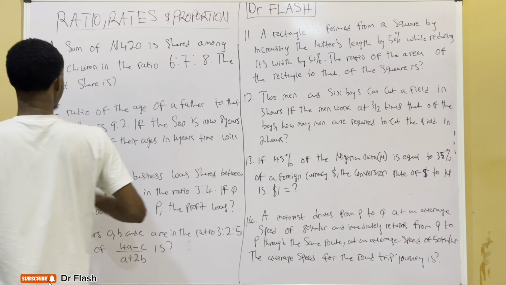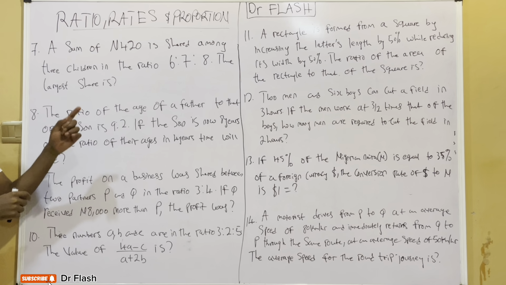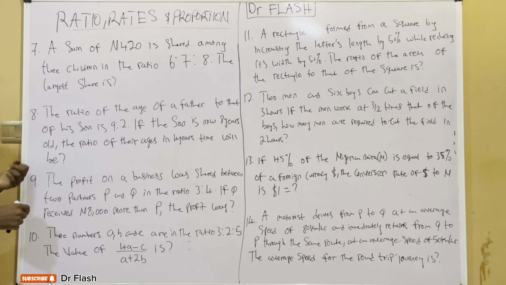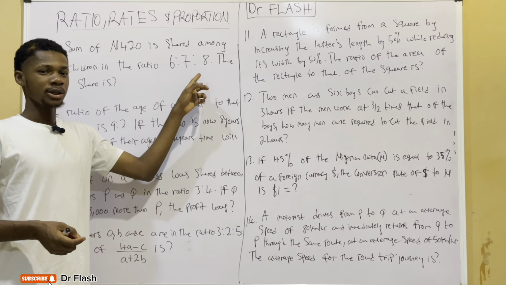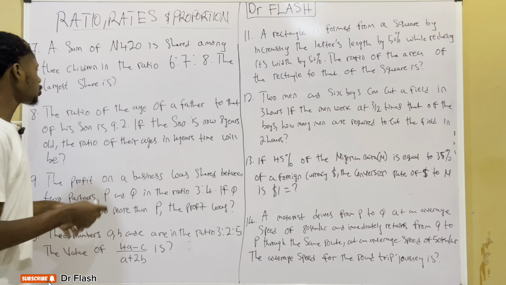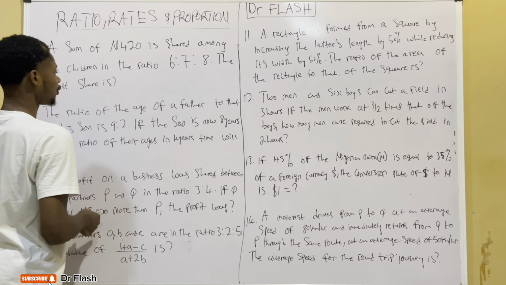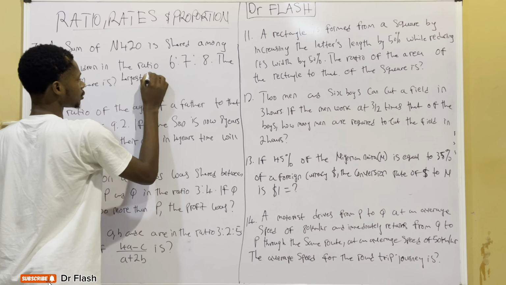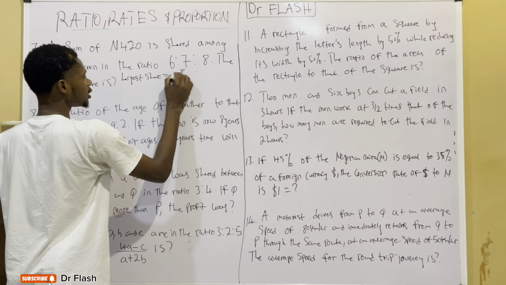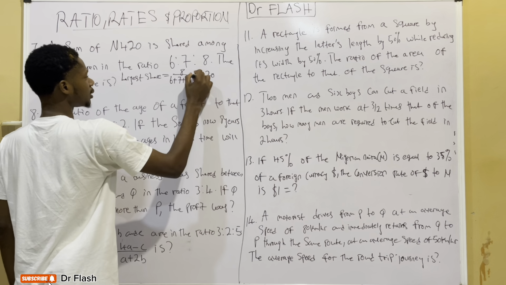The first one says a sum of 420 naira is shared among 3 children in the ratio of 6, 7, 8. The largest share is, now I said something initially, while we're solving the other set of questions, that whenever you are given the ratios, the one with the highest number is usually the one that takes the highest share. So if you have to find the largest share, it simply means you have to find the child that has a ratio of what now? 8. And to find the largest share, it will be equal to 8 divided by 6 plus 7 plus 8 times what was being shared, 420 naira.